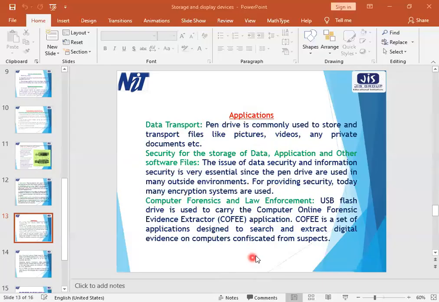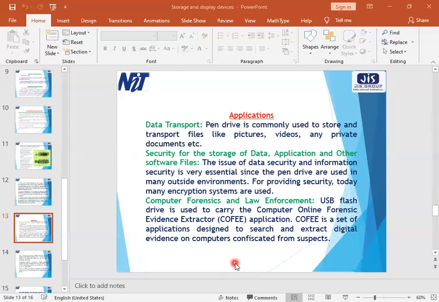Its second very important use is for security purposes, security for the storage of data, applications, and other software files. Now, if you put the data anywhere else, it can be leaked. But the issue of data security and information security is very essential. So for that, the pen drive is used for providing the security of many encryption systems.